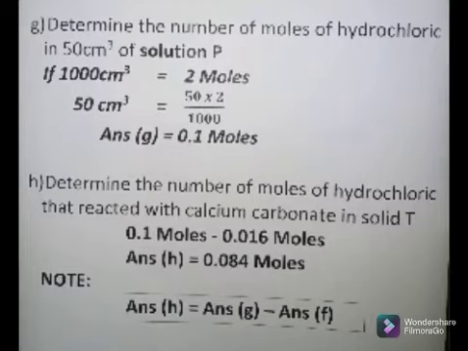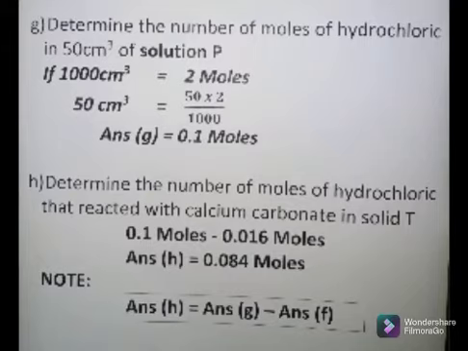Part H, we determine the number of moles of hydrochloric acid that reacted with the carbonate. That is the solid T. Remember, it is the original, subtract what remained. The original amount of HCl, you subtract what remained in now solution R. And in this case, it would be 0.1 subtract 0.016. And with that, you get 0.084 moles. So this is the number of moles of the HCl that reacted with the carbonate. We go ahead.